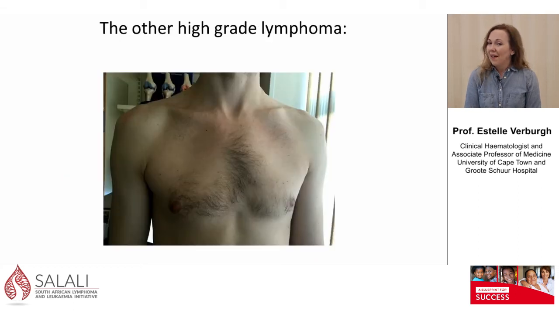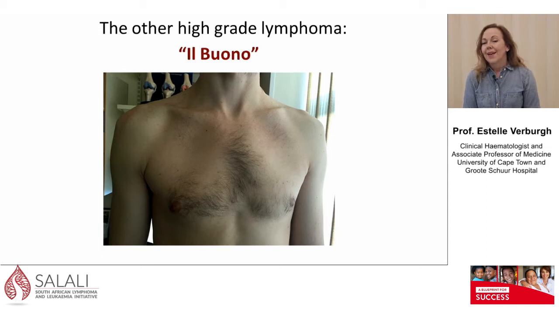So let's look at the other high grade, il buono, the good one. And here we have a young man, typical age group for Hodgkin lymphoma, and we will see that he was complaining for months at a secondary hospital with chest pain. And if you look at the left, the area just above his clavicle, you can actually see there's 2 bumps there.